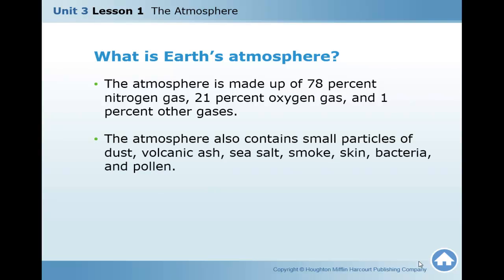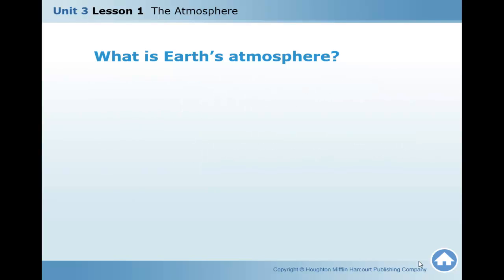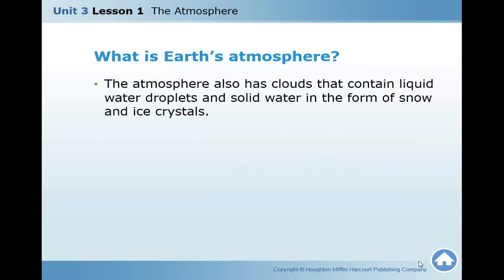The atmosphere also contains small particles of dust, volcanic ashes, sea salt, smoke, bacteria, and pollen. The atmosphere also has clouds that contain liquid water droplets and solid water in the form of snow and ice crystals. So the atmosphere doesn't contain air only.